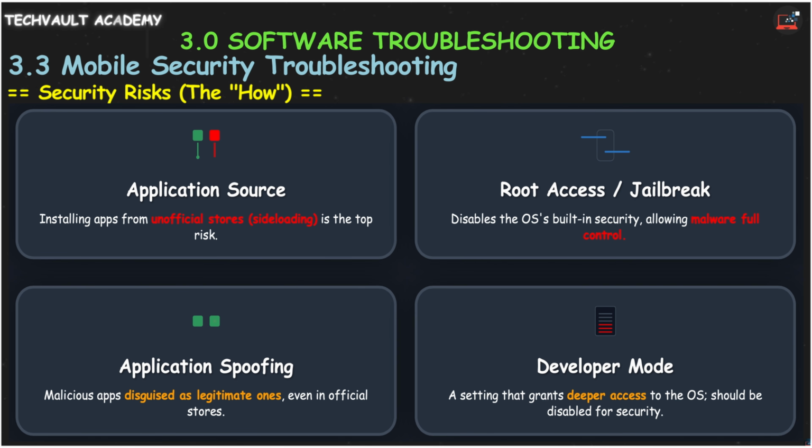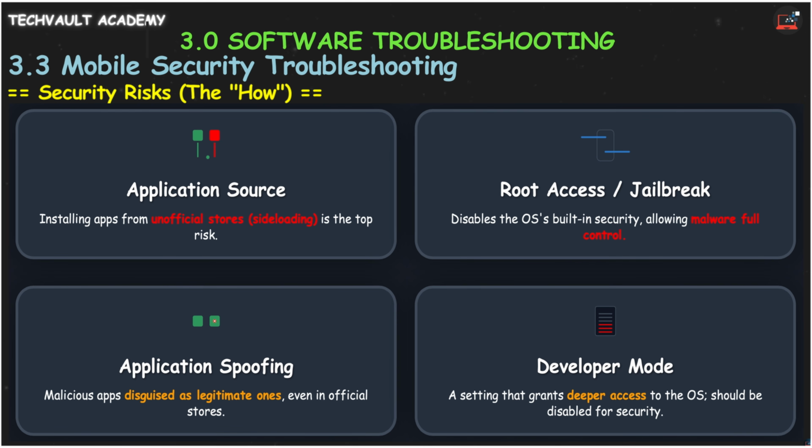Another major risk is intentionally disabling your phone's built-in security. On Android, this is called rooting. On iOS, it's known as jailbreaking. Both give you complete control over the OS, but they also shatter its defenses and allow malware to run rampant.